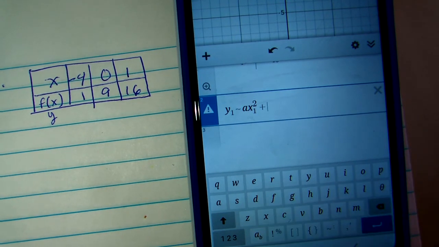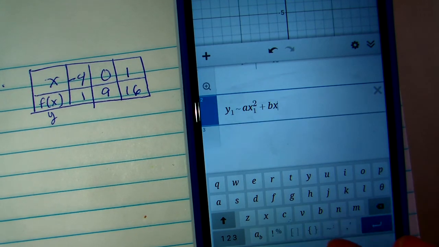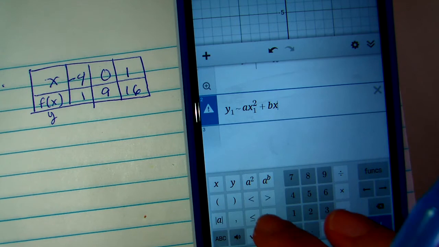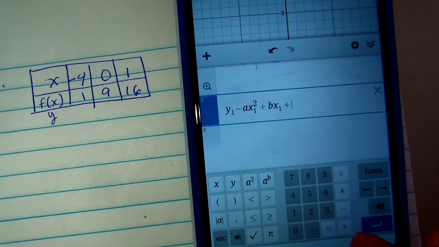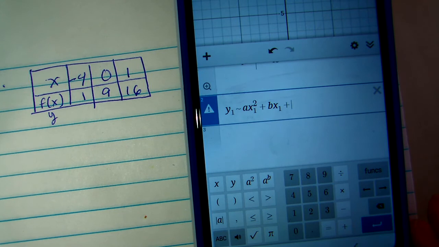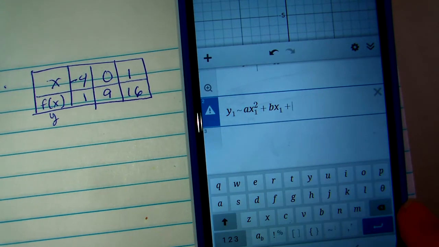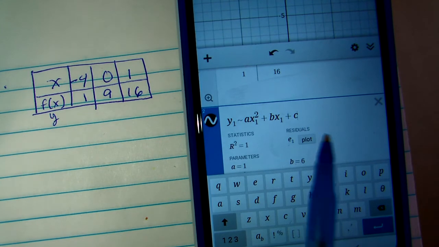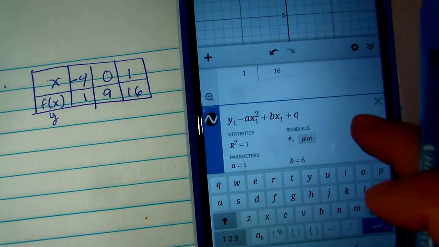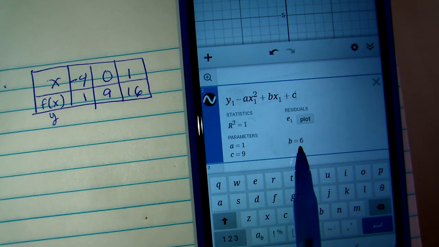Where's the B? Oh my God, I can't find it. Here it is, B. And then the x, again with the subscript 1, plus. Okay, sorry about this, guys. It's just that I'm used to doing it on the computer, not on the cell phone. Then C. And there we are. We have the values for A, B, and C.